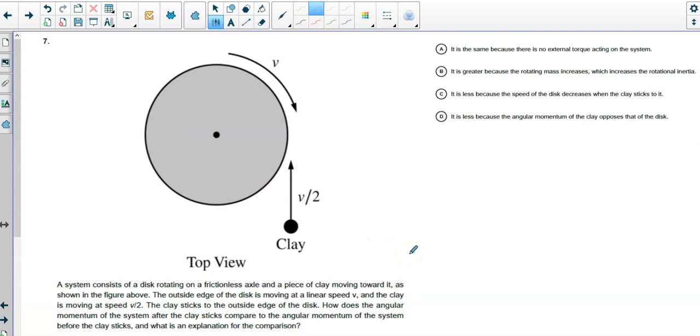The system consists of a disk rotating on a frictionless axle. Okay, this is a lot of words. I've seen this problem before. This is a lot of words for what really is a simple question. The first sentence is most important.